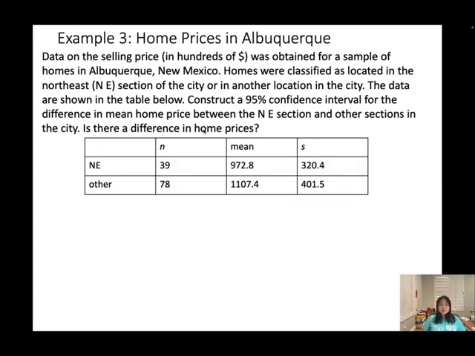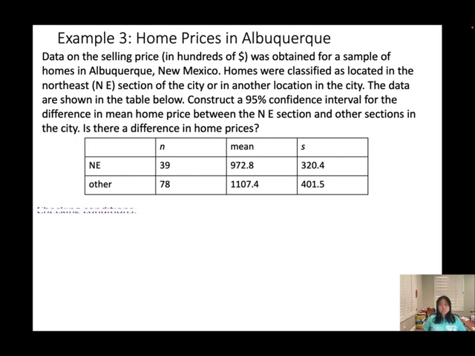Okay, example 3. Data on the selling price in hundreds of dollars was obtained for a sample of home in New Mexico. Homes were classified as located in the northeast section of the city or in another location in the city. The data are sorted in the table below. Construct a 95% confidence interval for the difference in mean home price between the northeast section and other sections in this city. Is there a difference in home price?